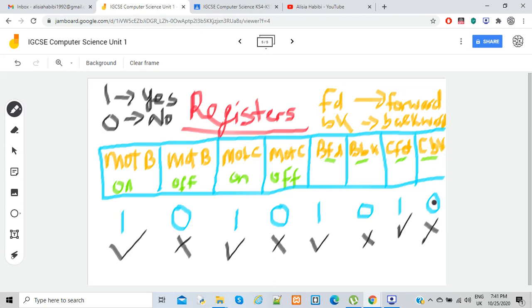Sorry, motor C backwards is 0, which means no, it's not moving backwards. So what's the conclusion? What's the result? The result is the instruction that the vacuum cleaner is going to understand is that motor B and motor C are on. So motor B and C are both on.